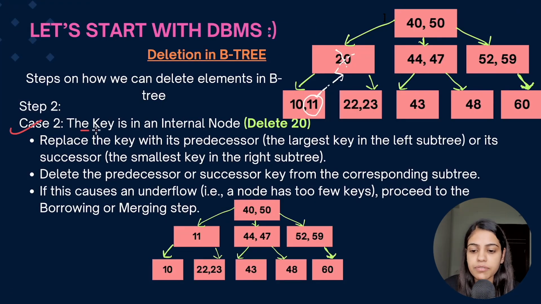Now coming to the next case, when the key is in an internal node. In the last case we saw the leaf node. In this case we'll be seeing the internal node. So here we have to delete 20. Now 20 is an internal node here. So how does the deletion happen?